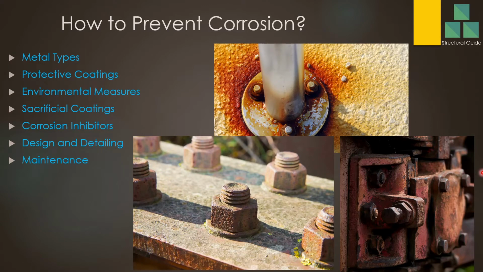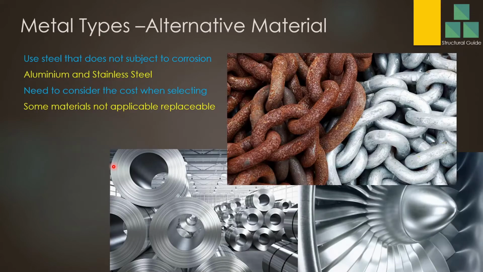There are different methods we can use to prevent corrosion. I have listed several methods that we can adopt here. Use different metal types, that is, we can use alternative metal materials. Protective coatings, environmental measures, sacrificial coatings, corrosion inhibitors, design and detailing techniques we can adopt, and maintenance. So one of the most important things in protecting structures against corrosion. So let's discuss each type in detail.